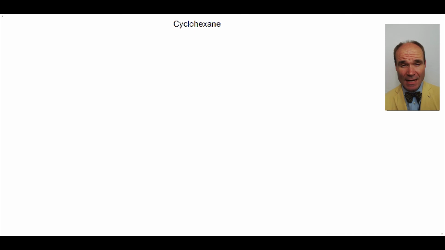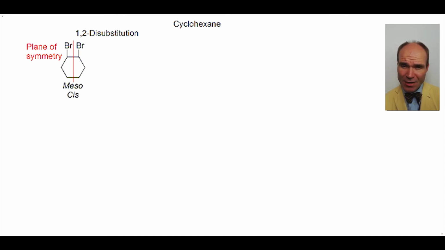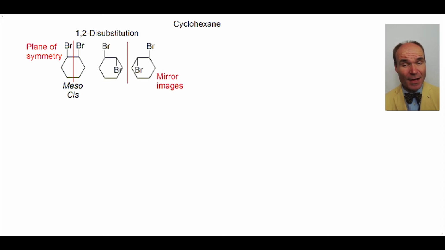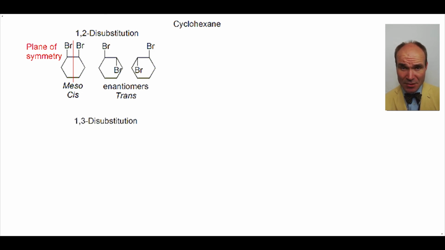How about cyclohexanes? To start with, the 1,2 disubstitution with dibromo groups has 3 possibilities. Here we have the dibromo groups in a cis relationship to each other, and there is a plane of symmetry, making this meso. The trans stereoisomer has 2 forms that are mirror images of each other. They are enantiomers. With 1,3-disubstitution, the cis arrangement has a plane of symmetry again, making it meso.